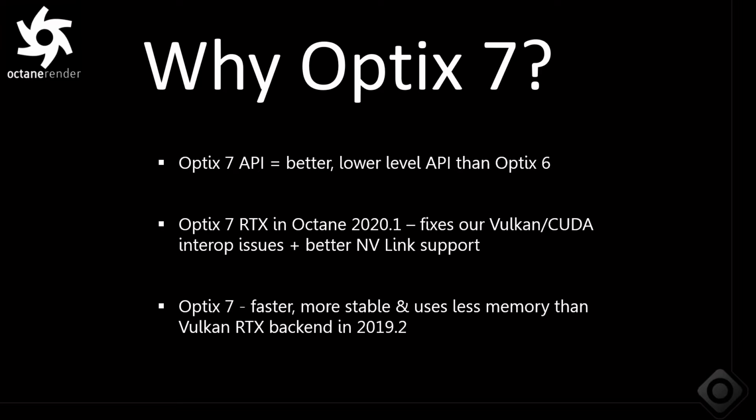That doesn't mean we won't revisit Vulkan RTX down the line for Octane, but it probably won't be this year. We would need to essentially rewrite all of Octane for Vulkan to get rid of the CUDA Vulkan interop issues. And we just think that Vulkan is still a little bit early. Maybe in a year, that will make a lot more sense.